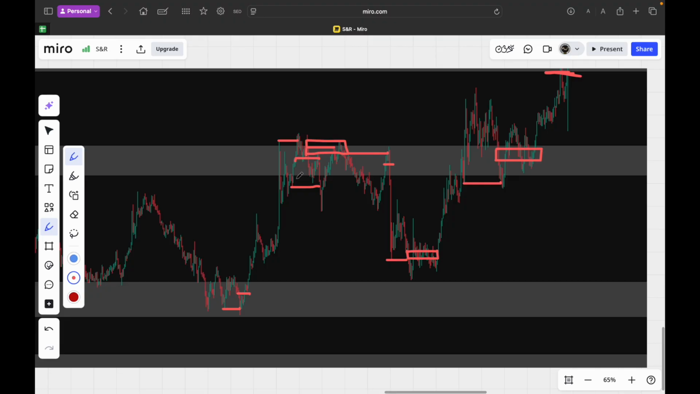Let's say price is approaching a resistance. Are you going to buy into a wall? Probably not. Instead, you might wait for a breakout or sell from that level. Same with support. You can catch a bounce or look for a breakdown.